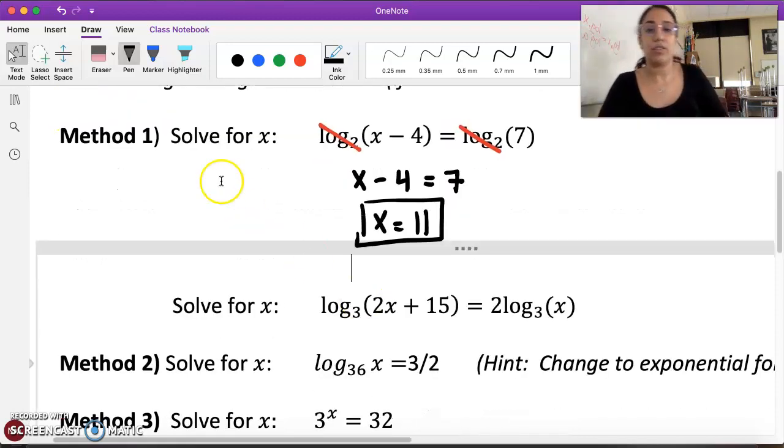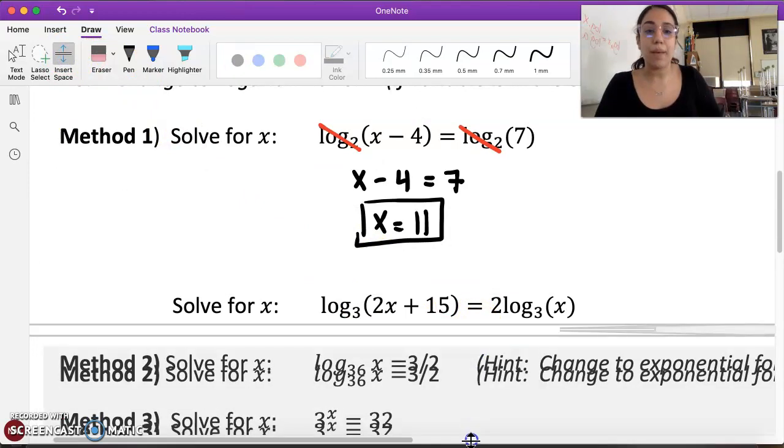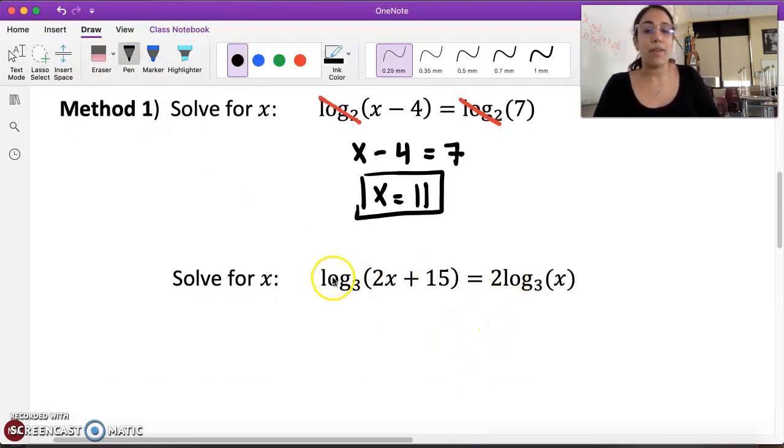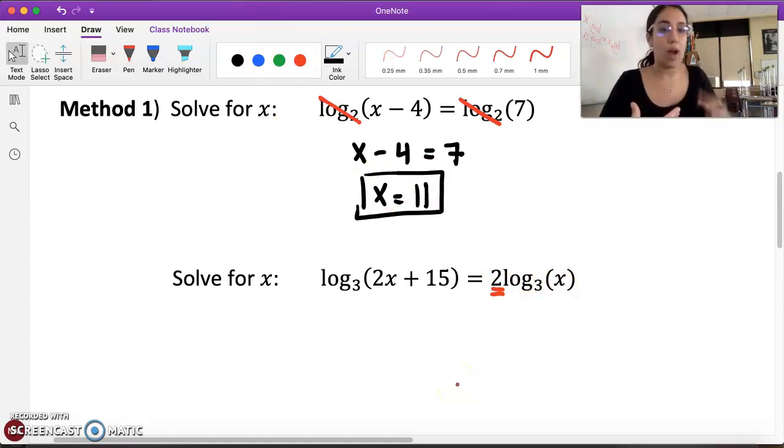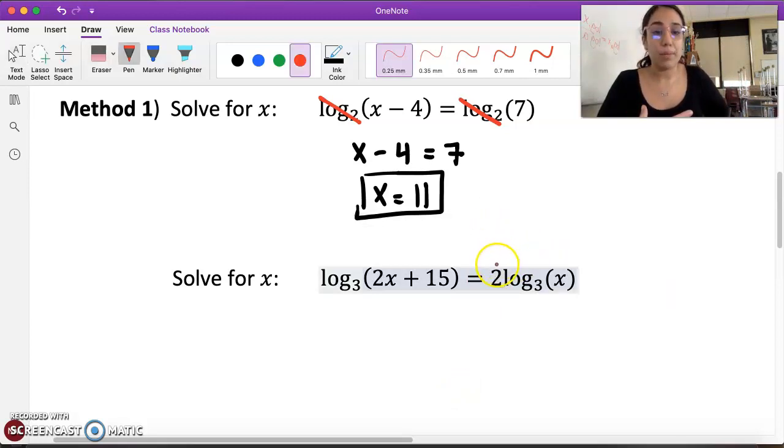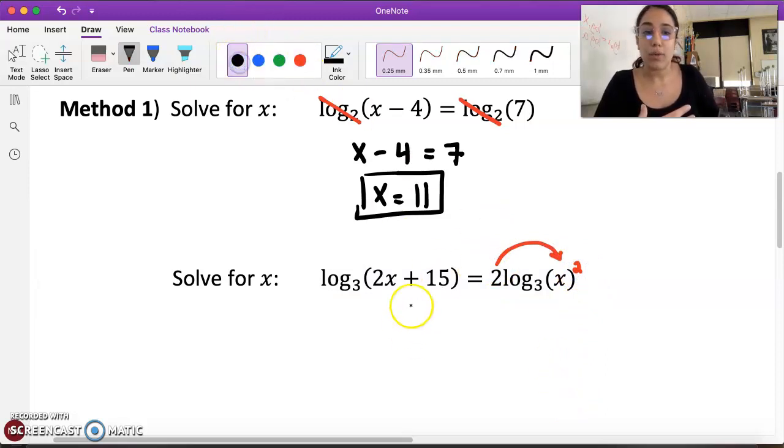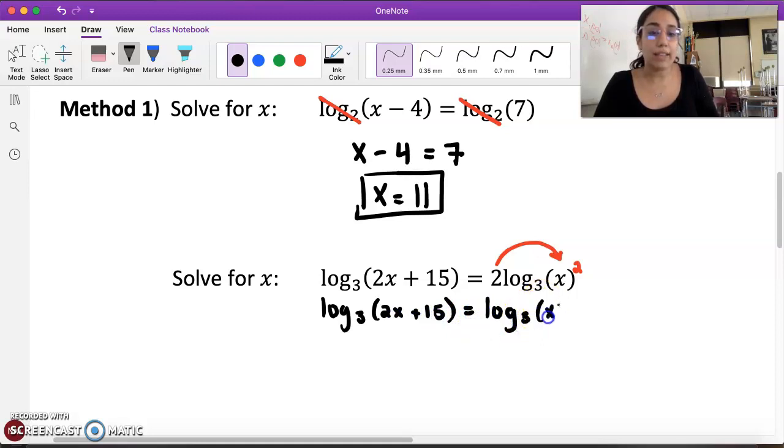Next, let's try this one. Same concept, except what is in our way here? Well, we have a log here by itself. We do not have a log by itself here. We have this 2 here. But we need to get rid of it in order to use this drop the base method. So using my power property, I'm going to bring that 2 up here. And so I get log base 3 of 2x plus 15 is equal to log base 3 of x squared. Now I can drop my base.